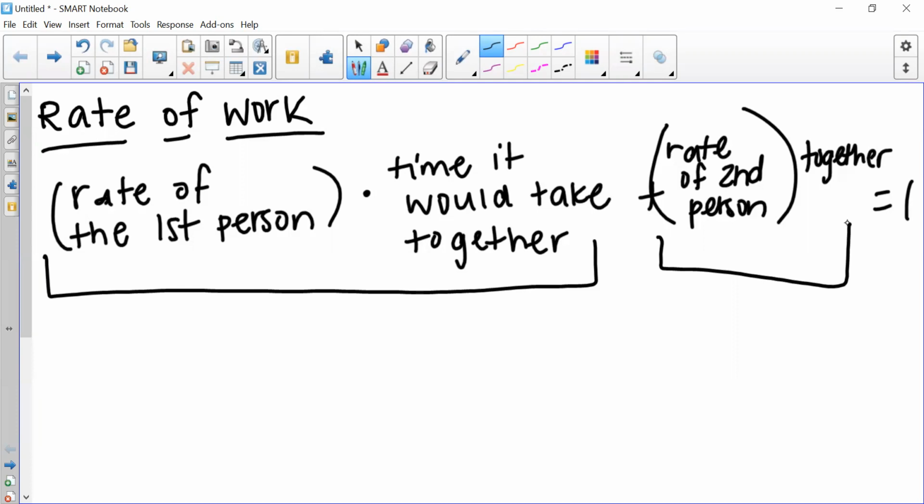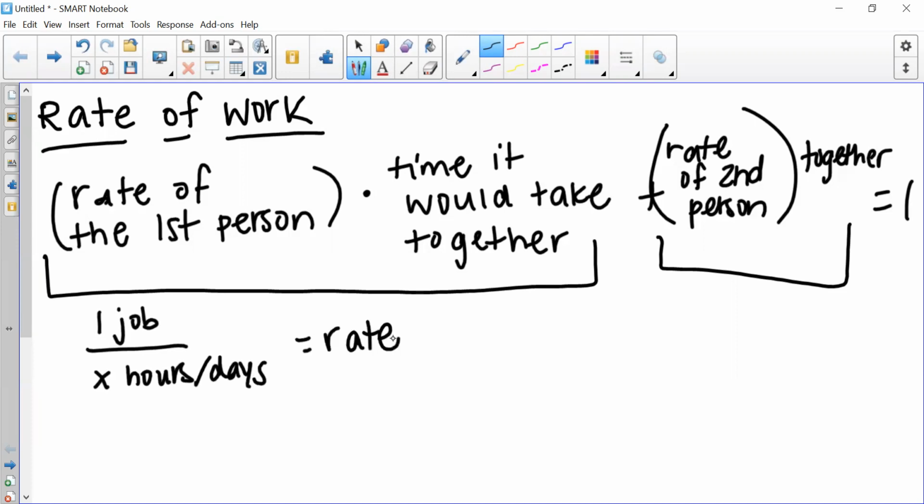And then what's important is to remember that a rate is going to look like this. It's going to be 1 job in however many hours or days, etc. So our rate is usually going to be 1 over something.